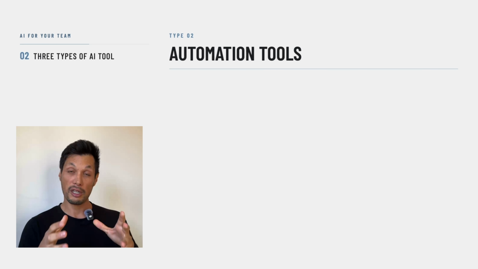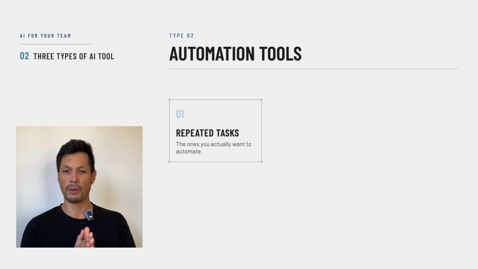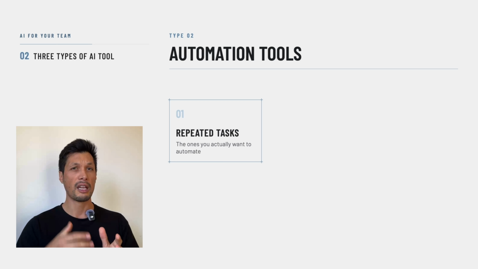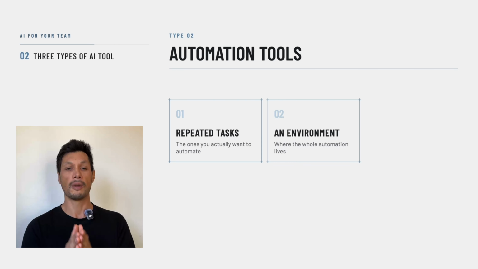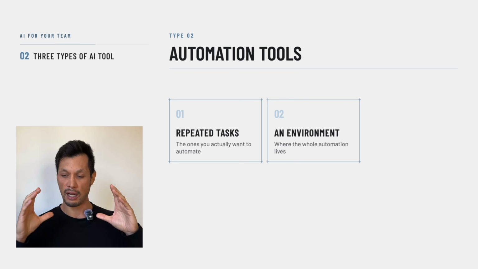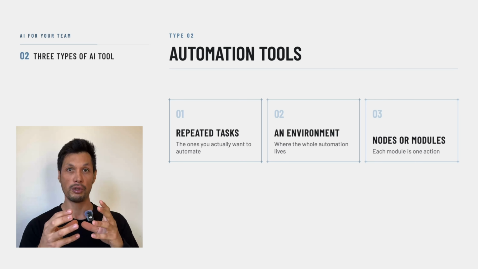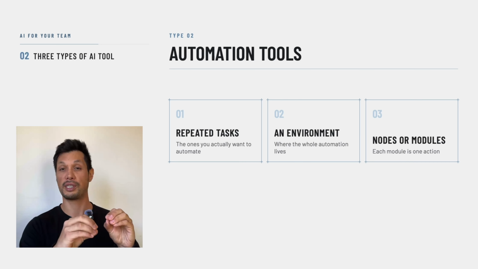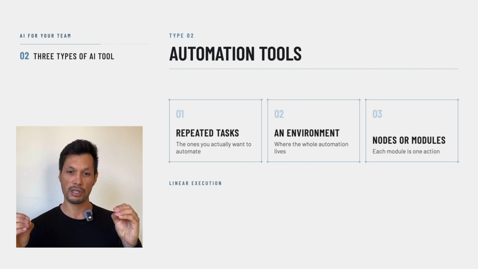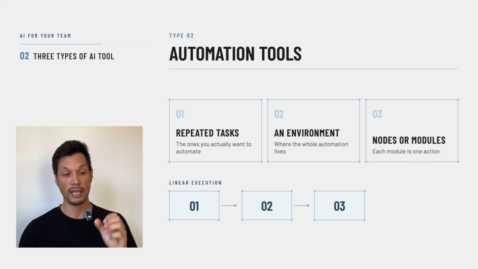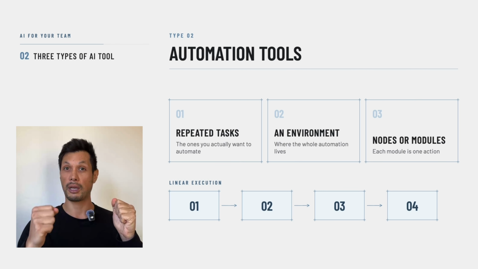Then we have automation tools, very specific tools, very beneficial if you want to automate things, repetitive tasks. These are the tools that you actually want to use. They are based on an environment and what we call nodes or modules, and each module represents one action. These are usually linear automations, and basically what they do is grab the information from module 1, send it to module 2, then 3, 4, and so on.